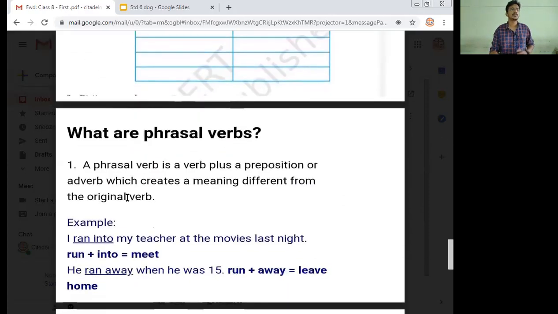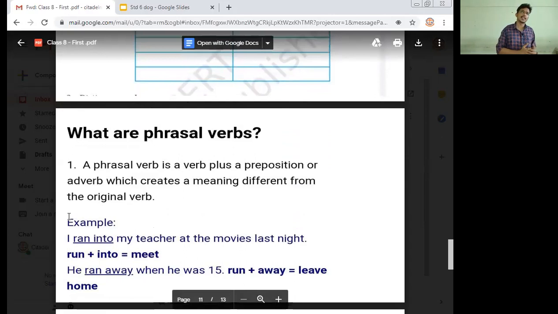Phrasal verbs. Maybe you studied about phrasal verbs in the lower classes, right? So a phrasal verb is a verb plus a preposition or adverb which creates a meaning different from the original verb. So when I'm giving you an equation, phrasal verb is equal to verb plus preposition or adverb, and its meaning is different from the original verb. Okay, so it will be easy for you when you're looking into that example.